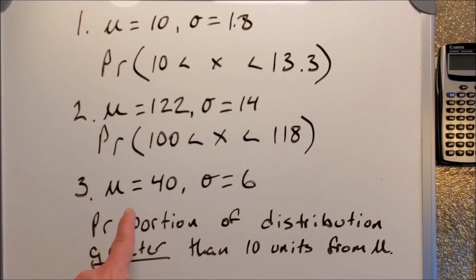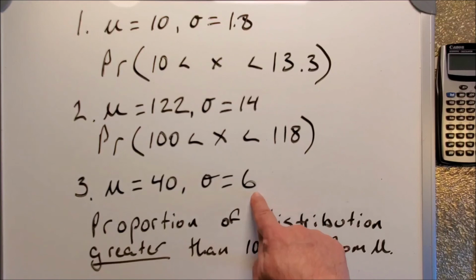From a population with a mean of 40 and a standard deviation of 6, I want to know the proportion of that population, of that distribution, that is greater than 10 units from mu. Now that's kind of vague, and sometimes that confuses people. What do you mean, 10 units? I don't mean 10 standard deviations. That would be ridiculously huge, by the way. That'd be 60. So that's not what's meant here.